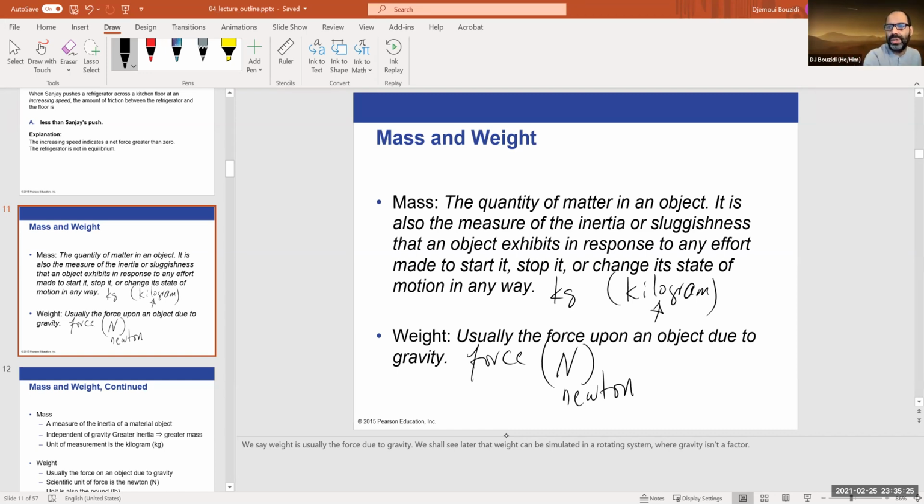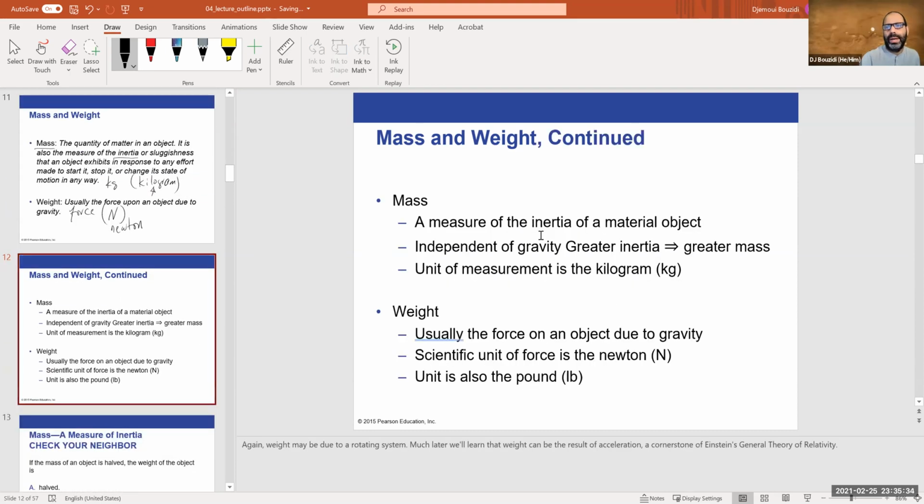So mass and the word inertia are interchangeable. Again, a measure of the inertia of the object independent of gravity. So this is true all the time: independent of gravity, greater inertia, greater mass. The unit of measurement is the kilogram, whereas weight is usually the force of an object due to gravity, and the unit for it is the Newton. And we also use the pound for it.